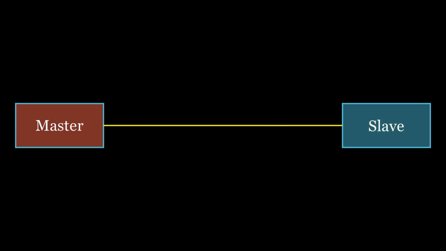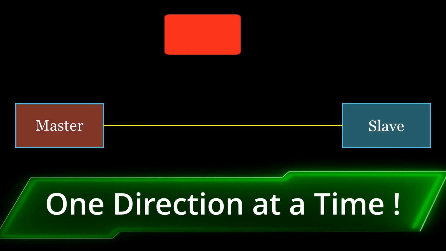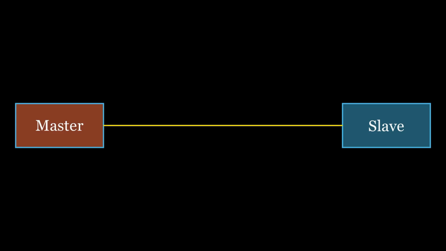This is important because RS-485 communication is half-duplex. This means it facilitates communication in both directions, but only one direction at a time. Therefore, Modbus RTU devices cannot communicate simultaneously.